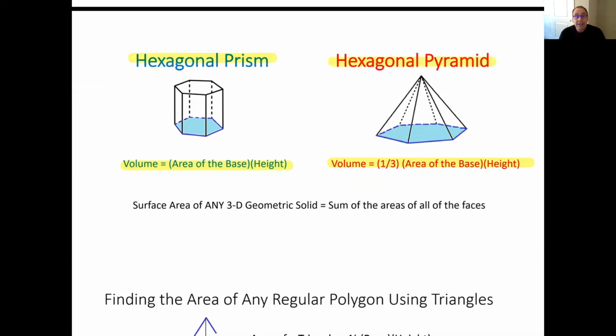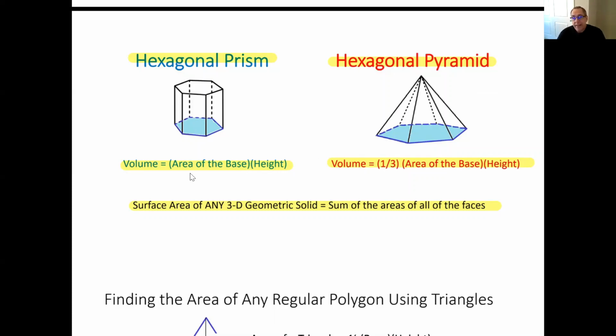In this case, these are hexagonal prisms and hexagonal pyramids. But the formulas that we were using before for rectangular and triangular prisms and pyramids still apply exactly the same. Also, the same thing for the surface area, which is kind of cool. So regardless of your prism or pyramid, these formulas are going to take care of us in finding the volume and surface area. So here's the one catch.